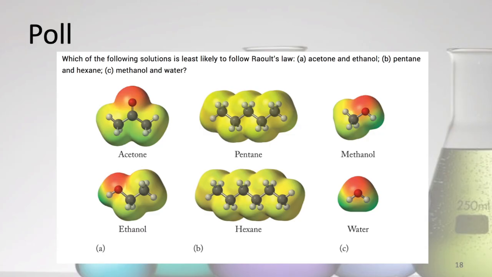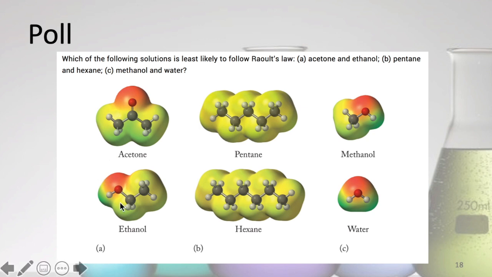So if we look at these mixtures, in the first one we have acetone and ethanol, in the second one we have pentane and hexane, in the third one we have methanol and water. And the question is, which would be least likely to follow Raoult's law? And if we look at them, on the right we've got water and methanol. They both make hydrogen bonds, so those are likely to be similar intermolecular forces. In the middle we've got pentane and hexane. Those are both going to have London dispersion forces, and they're about the same size, so it's likely that they would have similar intermolecular forces.